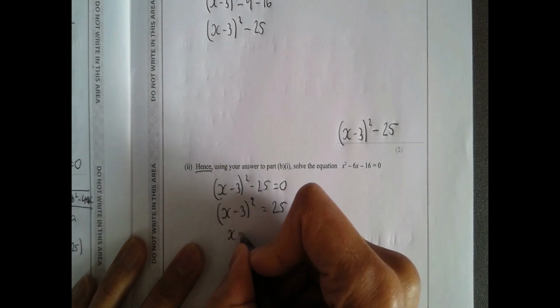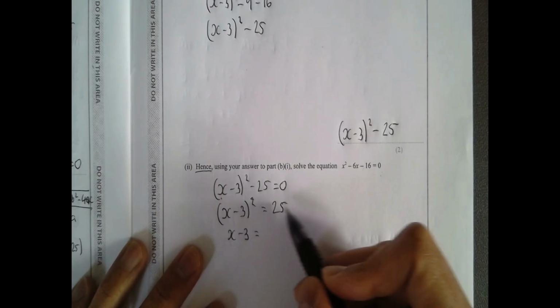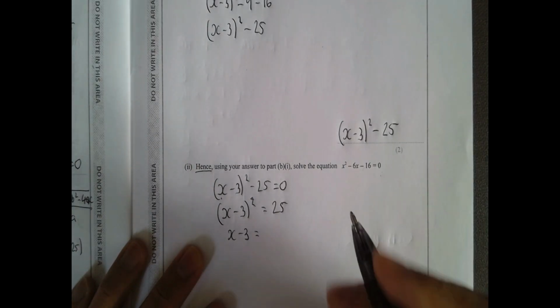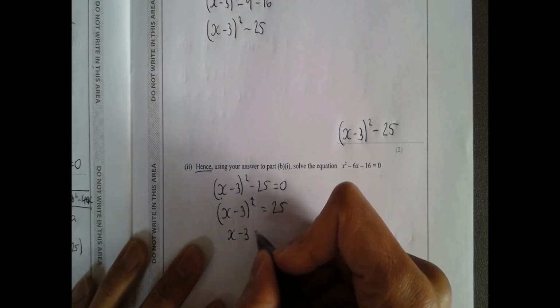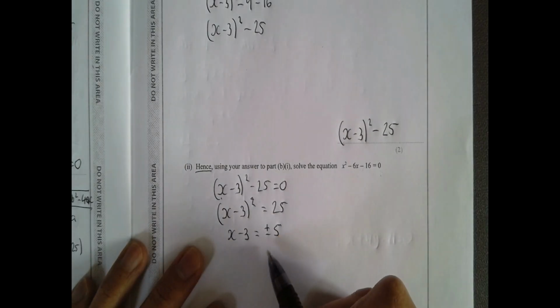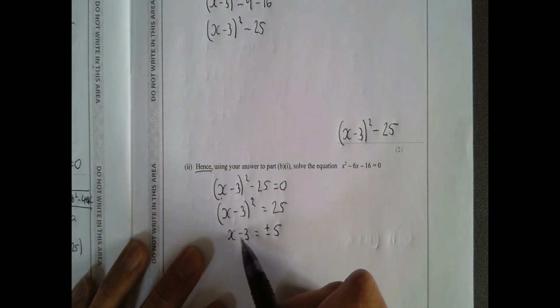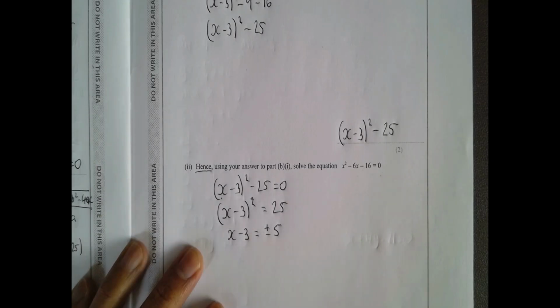So that gives me x − 3 equal to, and I need to be careful here, because I'm square rooting 25, which I know is 5, but it's going to be plus or minus 5. That's really important because 5 squared is 25, but also negative 5 squared is 25. So x − 3 can be equal to either.